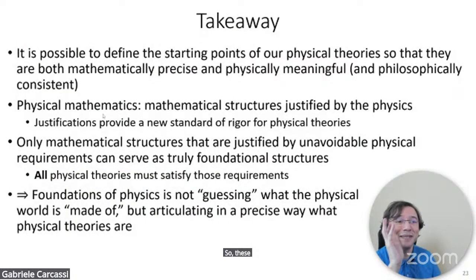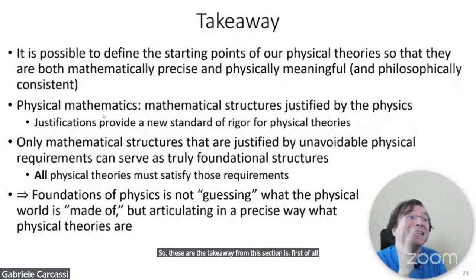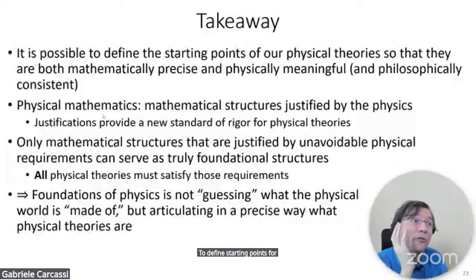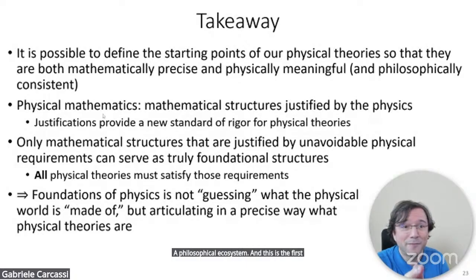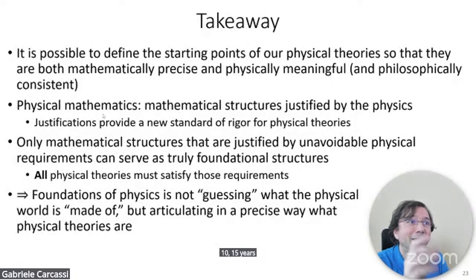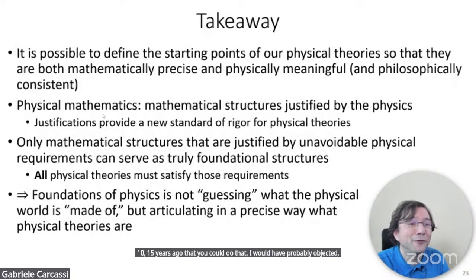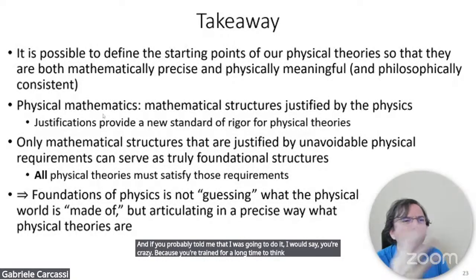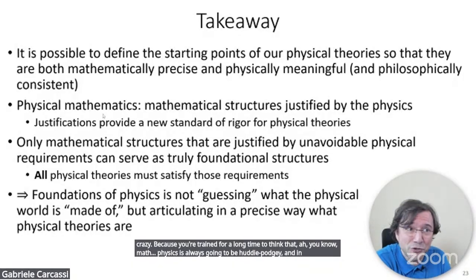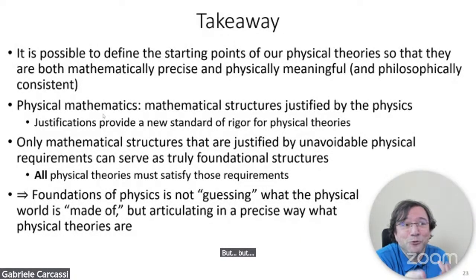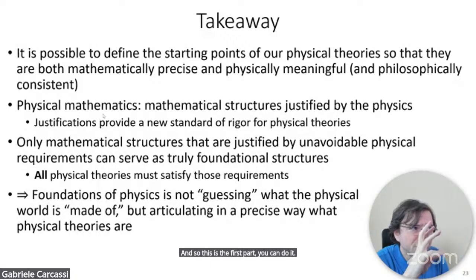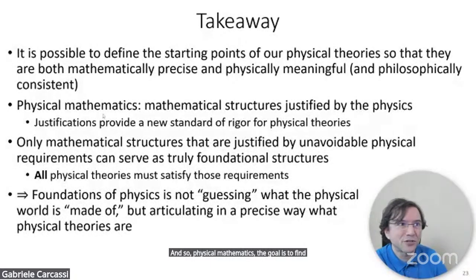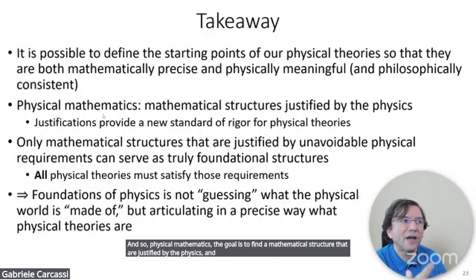So the takeaway from this section is, first of all, that it is possible to define starting points for physical theory so that they're mathematically precise, physically meaningful and philosophically consistent. And this is the first surprise, because if you told me 10, 15 years ago that you could do that, I would have probably objected. And if you told me that I was going to do it, I would say you're crazy. Because you're trained for a long time to think that math and physics is always going to be hodgepodge. And in some sense, it is true. But you just have to do it correctly. There is a way to do it, and a way that it works. And so this is the first part, you can do it. And so physical mathematics, the goal is to find mathematical structures that are justified by the physics. And this justification provides a new standard of rigor for physical theory.